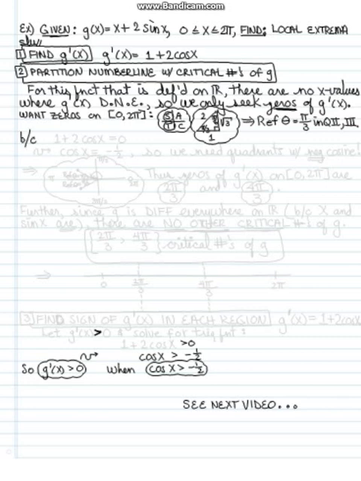Now why am I saying that? It's because if I take g prime and set it equal to 0, I get 1 plus 2 cosine x equals 0. Solve that for cosine x, I get negative 1/2. So I'm looking for the value of x, the angle, the real number angle, that gives me a negative 1/2. I know that pi over 3 would give me a 1/2 in the first quadrant, but I want this to be negative, so it has to be the reference angle pi over 3 in quadrant 2 and quadrant 3.